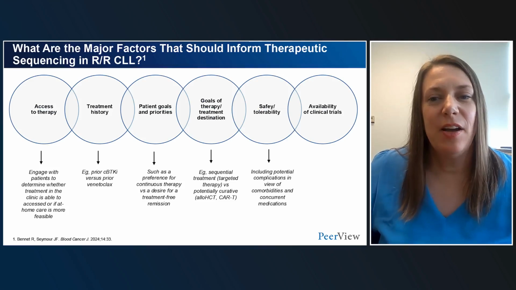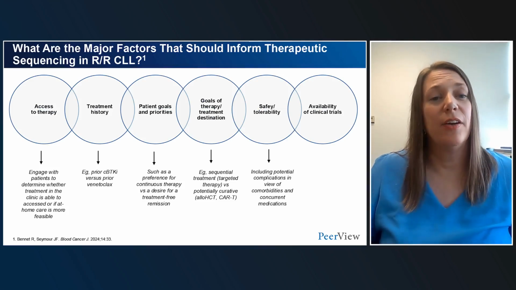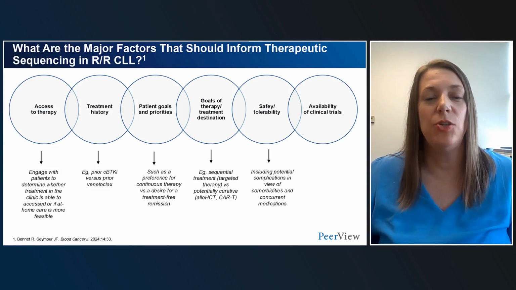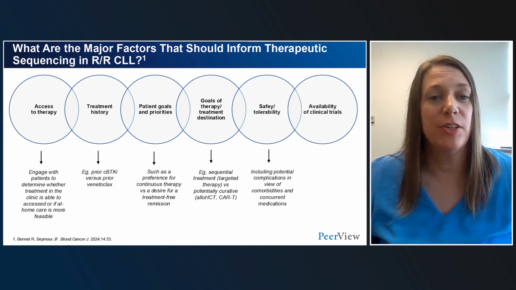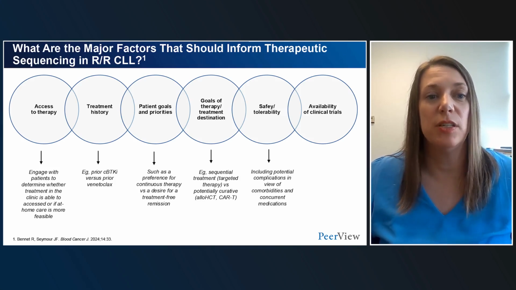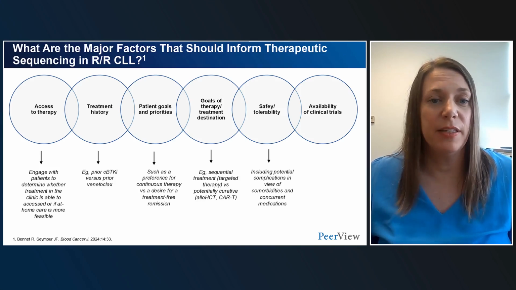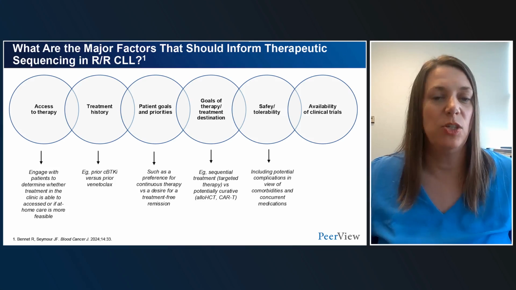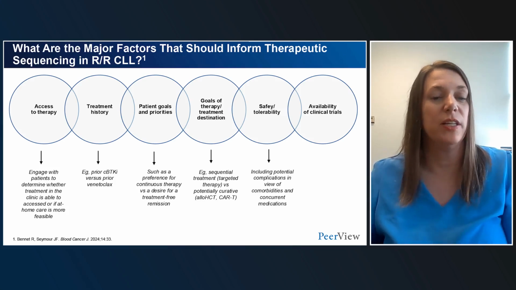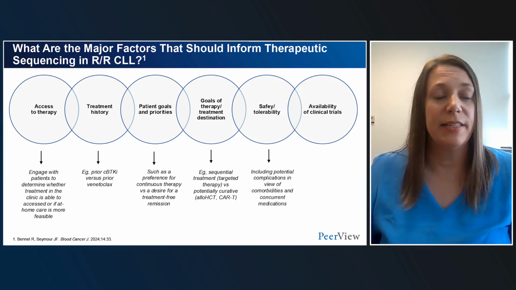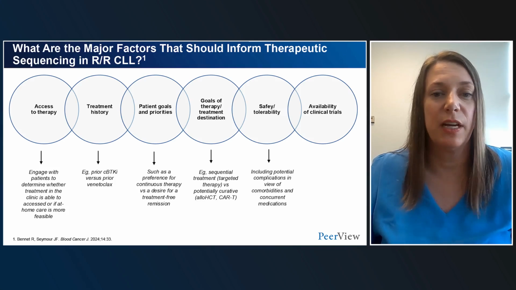So now we'd like to talk through some different scenarios for how we choose the best sequential therapy for patients. First, we wanted to just bring up some of the factors that inform the therapeutic decisions in regards to sequencing. So there's a number of things that we can take into account and we should be taking into account when thinking about what's going to be the next therapy for our patients. In some cases, it's going to be access to therapy, either because of financial limitations or just access in a particular area.